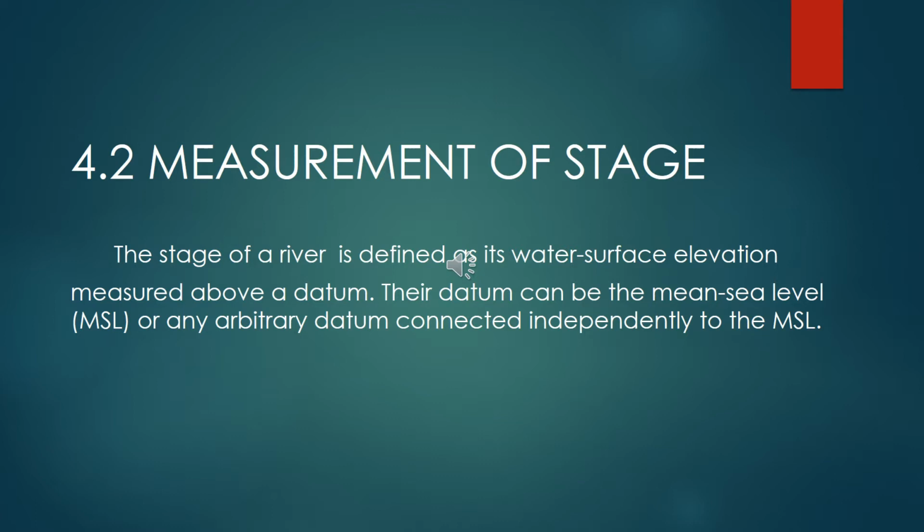Measurement of stage. The stage of a river is defined as its water surface elevation measured above a datum. The datum can be the mean sea level or the MSL, or any arbitrary datum connected independently to the mean sea level.